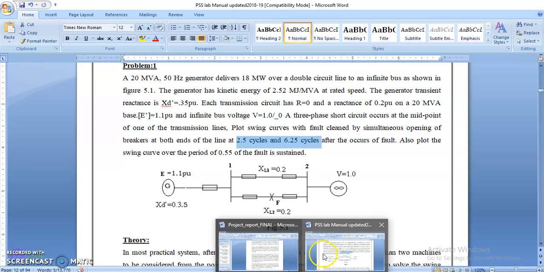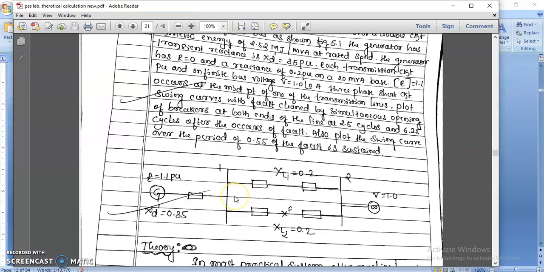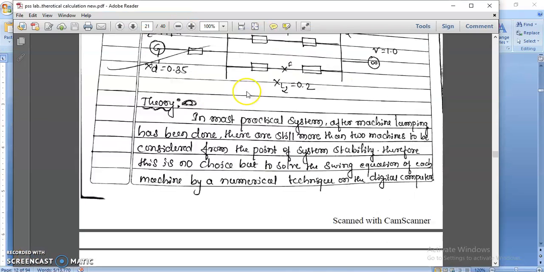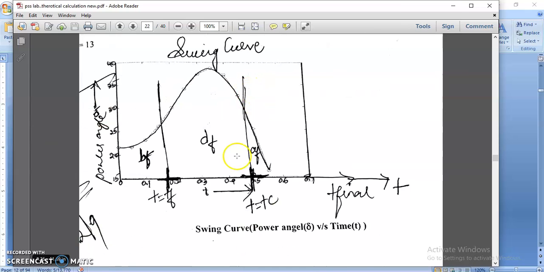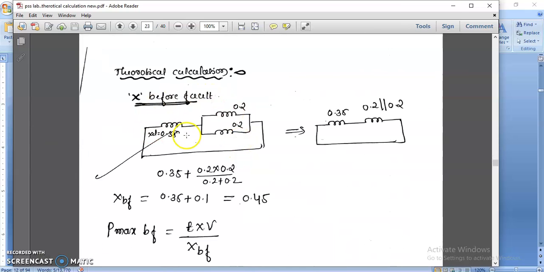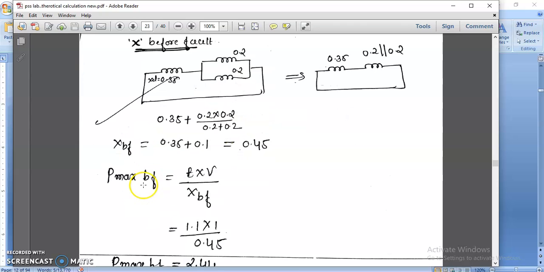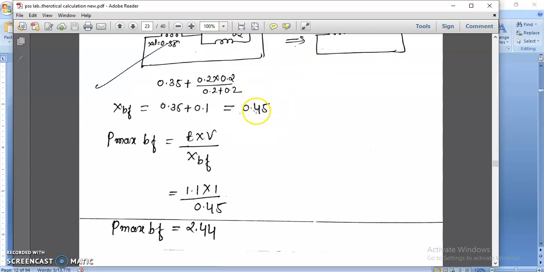Just have a look at this theoretical calculation I'm going to discuss now. This is the diagram; I'll redraw it, and afterwards I'll explain this graph. The generator side reactance they have given is 0.35 and both transmission lines are 0.2. Before the occurrence of fault, these two are in parallel and this is in series. If you convert this, the total reactance we are getting before fault is 0.45: 0.2 for transmission and this is the generator, connected to the infinite bus bar. These two are in parallel and this is in series, so we get 0.45 reactance.